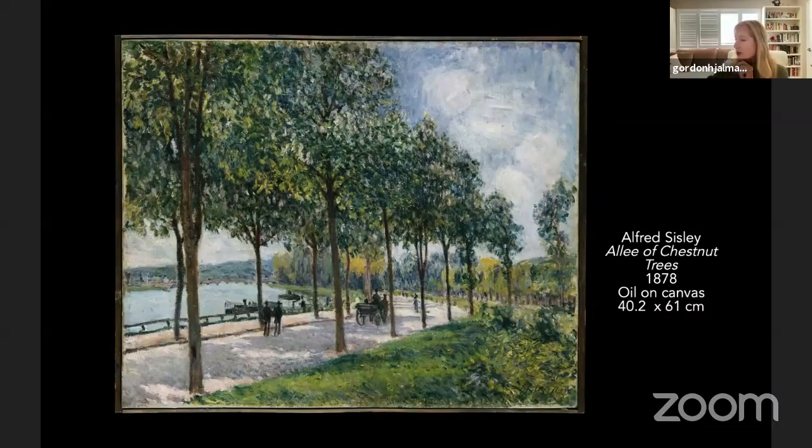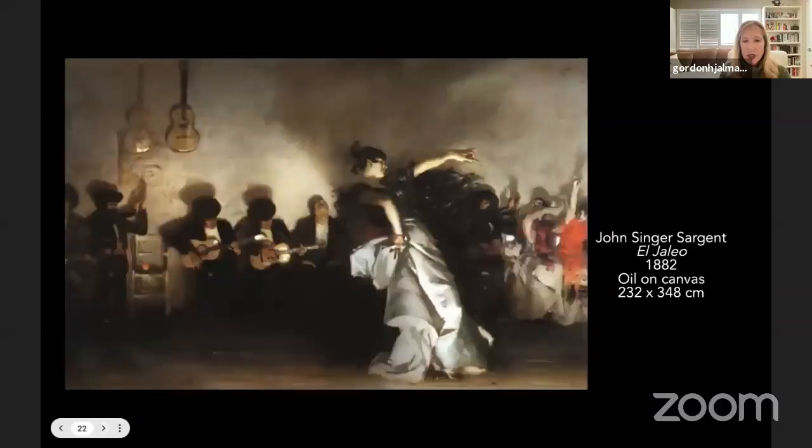One thing I do want to mention about Sisley, he was almost 100% a plein air artist. He did not, as some of them did, go back into the studio and complete these works. He preferred to stay outside, even in inclement weather, and capture the beauty of the landscape. We just have one or two more, and I just want to move on because we do want to see if you have any questions.